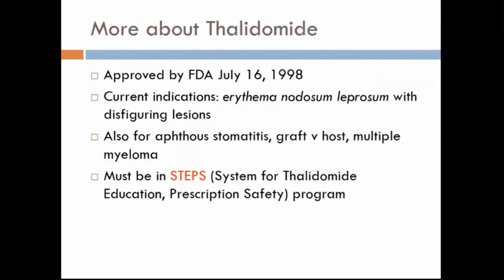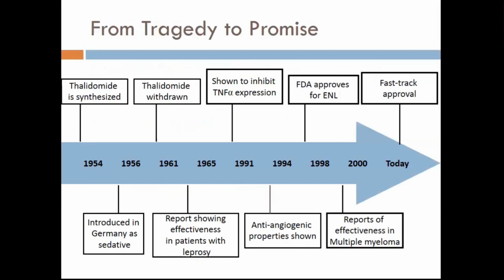It was approved by the FDA in 1998. Current indications are erythema nodosum leprosum with disfiguring lesions. Thalidomide is still used, but there must be a STEPS system, a thalidomide education and prescription safety program. We have to know whether that person might get pregnant before you start thalidomide. Then you have to give contraception for the couple if you use thalidomide. So this is from tragedy to promise.